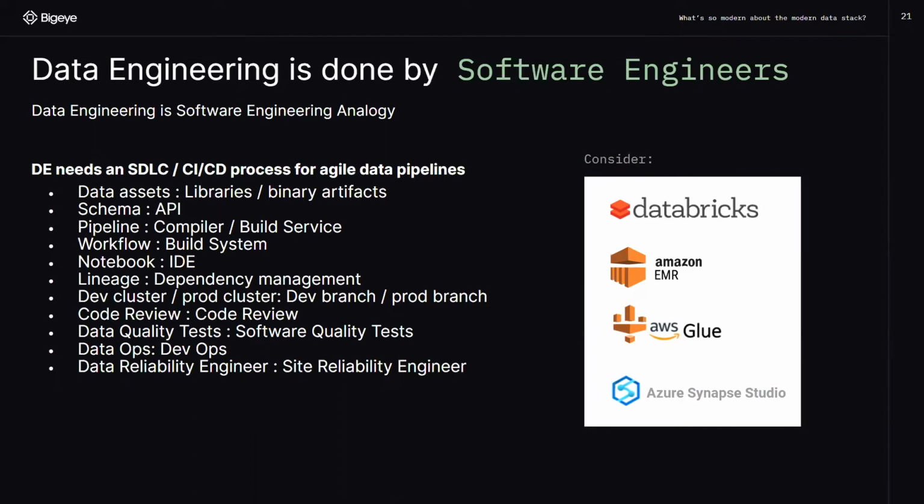And along with these artifacts, there's also a need, I think, to bring some of the processes from software into data engineering: code review, dev and prod branches, testing, operations, DevOps or DataOps. And I think the key of it is a new discipline around data reliability engineering, similar to what has evolved into what we call site reliability engineering today.